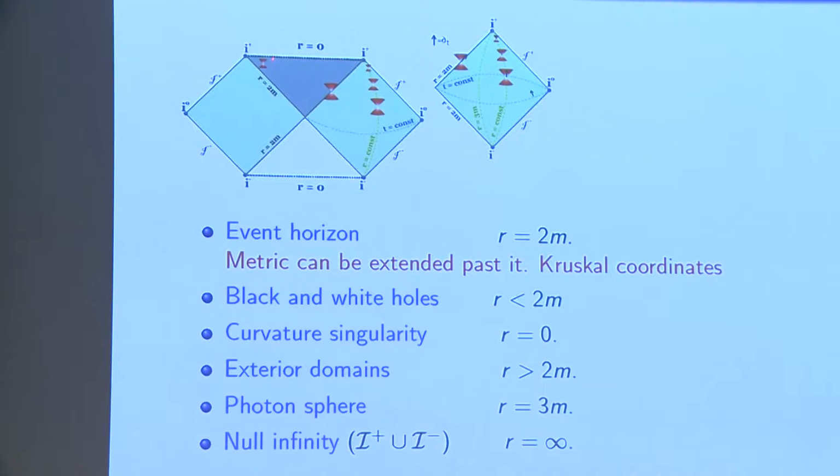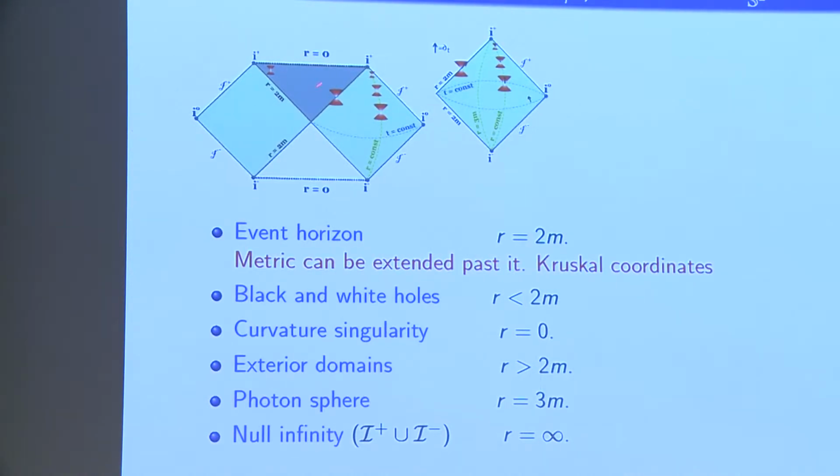There is a curvature singularity at r equal to 0. Here the metric actually does become infinite. The curvature of the metric becomes infinite at r equal to 0. Again, the black hole by itself is of course a fascinating thing. That's where the singularities will occur.